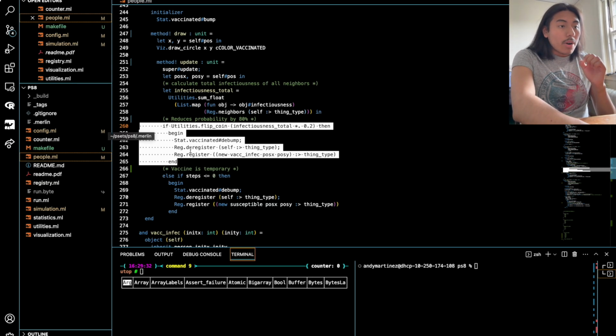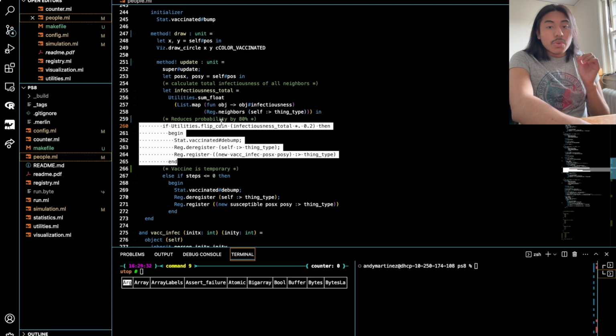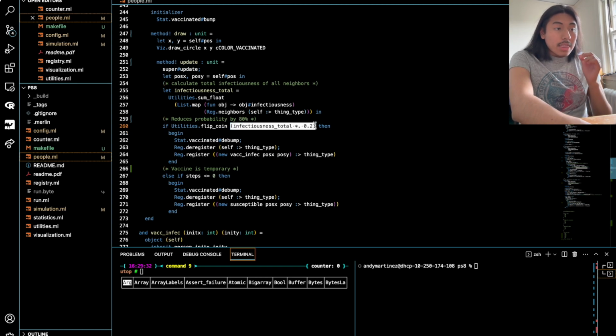So here's the part of the code, highlighted right now, that calculates whether a person that's been vaccinated is going to get infected or not. This implementation is nearly identical to the implementation in the susceptible class. The one key difference is in this line right here. This line effectively means that the vaccine is 80% effective, or reduces the probability of you getting infected by 80%.